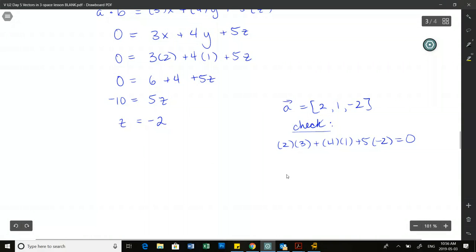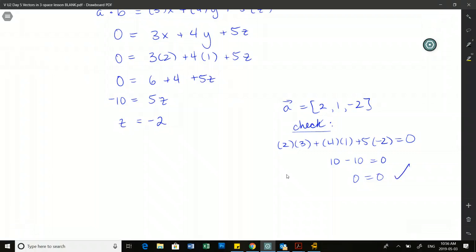Shh, guys, my goodness. We get 10 minus 10 equals 0, which gives us a true statement. So the dot product is 0, meaning these are orthogonal.